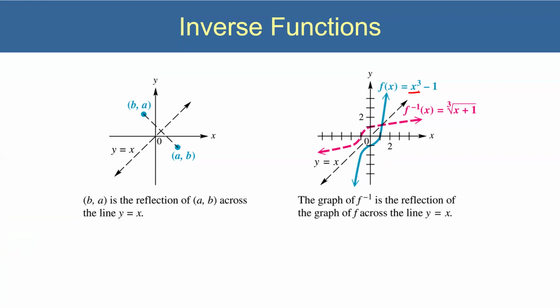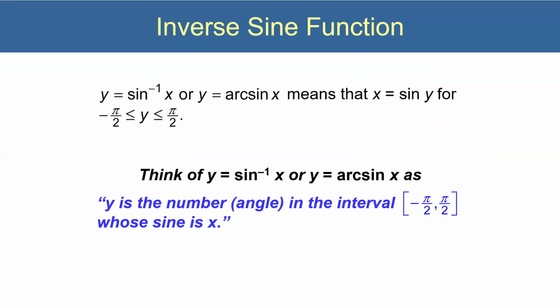To find the inverse, we switched our x and y. So it became x equals y cubed minus 1. And then we did inverse operations to get y by itself. So we had x plus 1, and then we took the cube root. And that got y by itself, which now made it our inverse. Yes? Remembering? All good? All right, perfect.